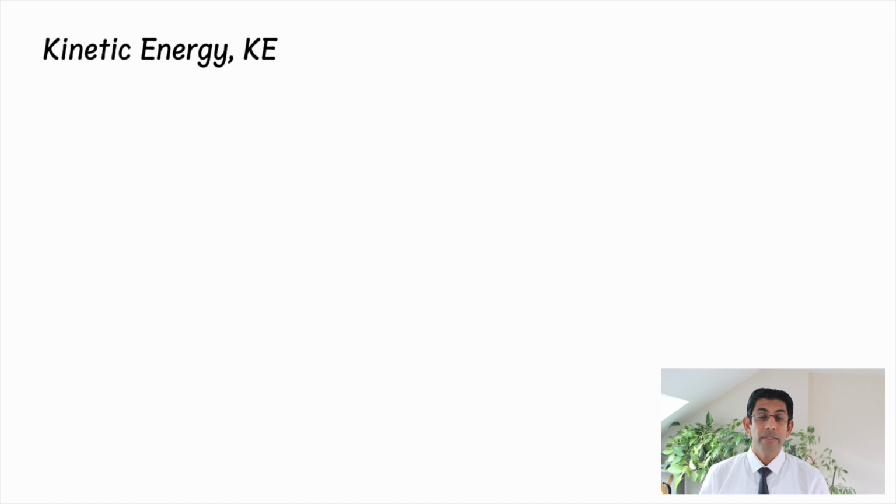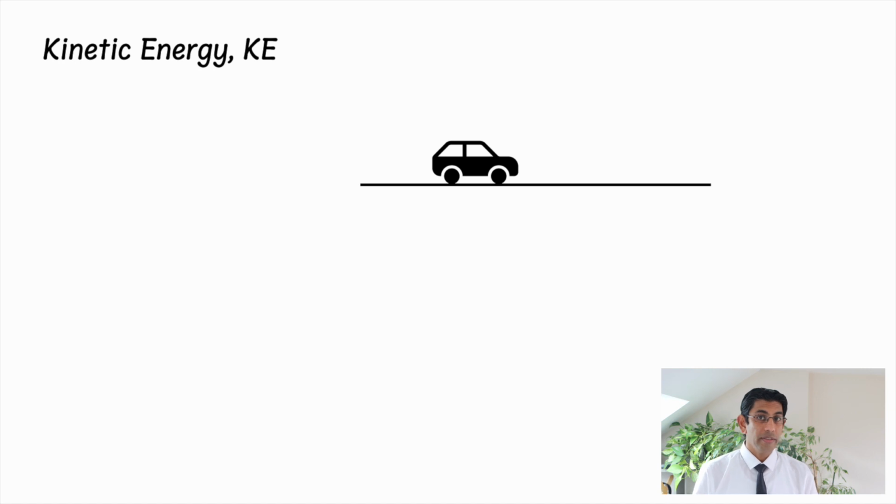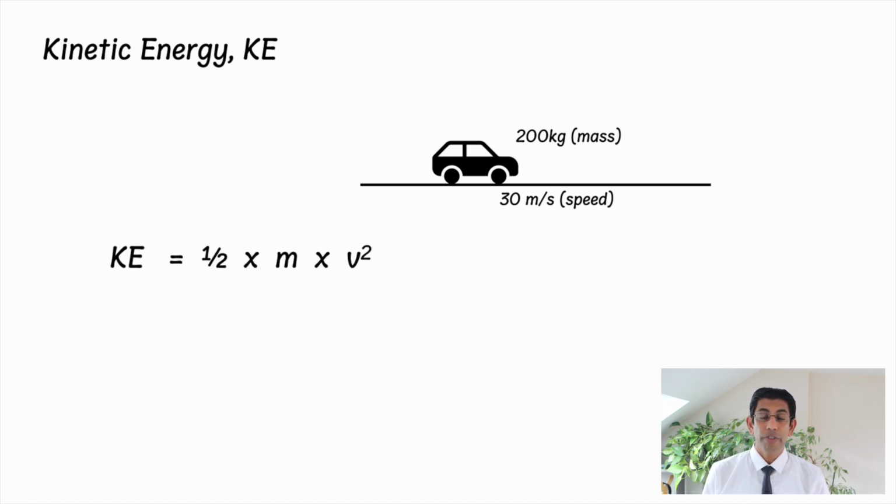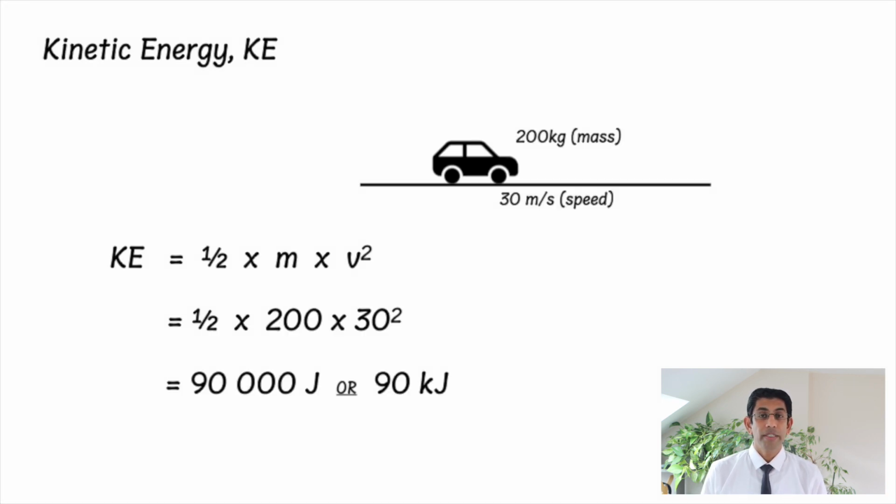Let's try a calculation. In this example, the object is traveling at a speed of 30 meters per second, in this case a car, and its mass is 200 kilograms. If you apply that in the equation, kinetic energy equals half mv squared, the answer will be 90,000 joules or 90 kilojoules. In terms of units, if the answer is a bigger value, like in this case 90,000 joules, you can convert that to kilojoules. However, in your exams, sometimes you will be asked to provide the answer in a specific unit. If not, you will lose the marks for that.